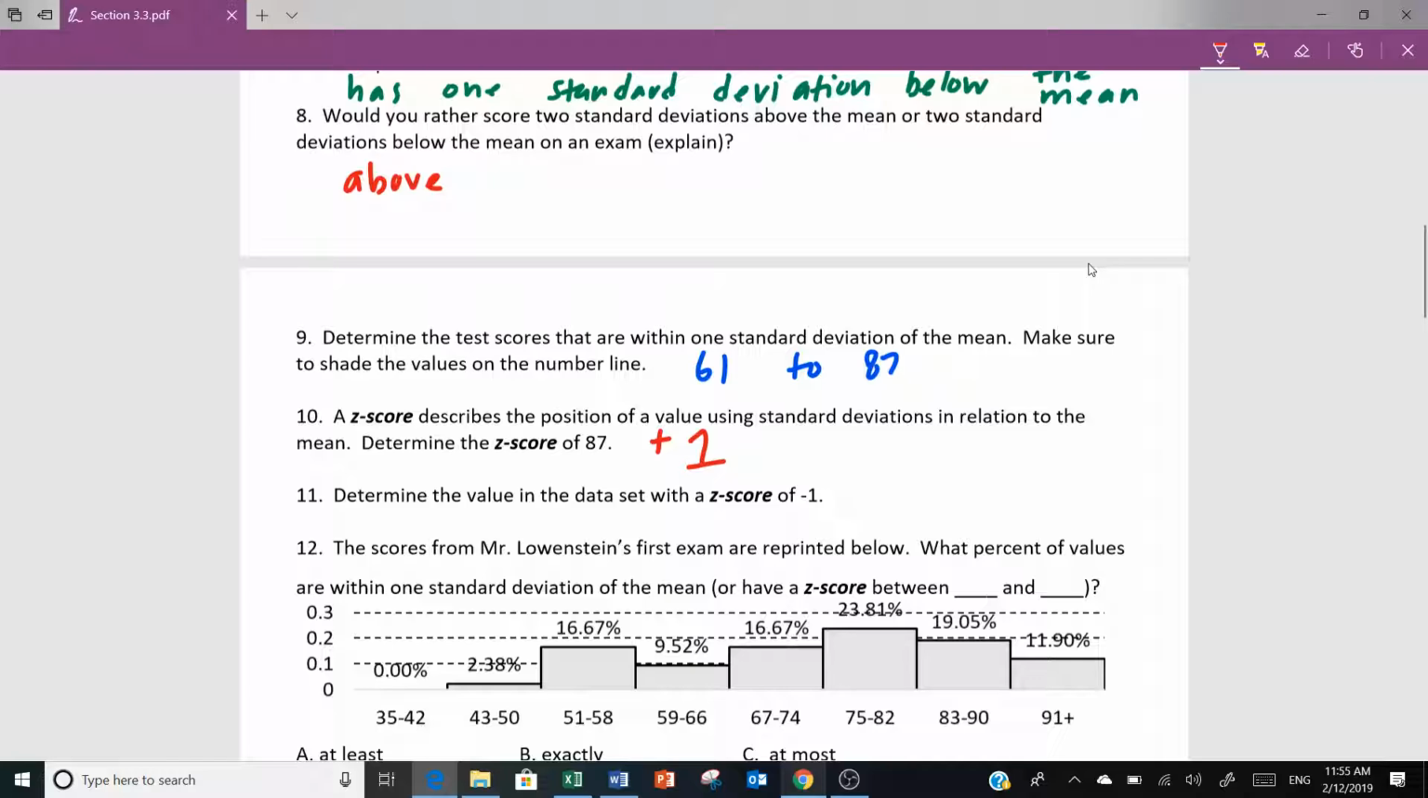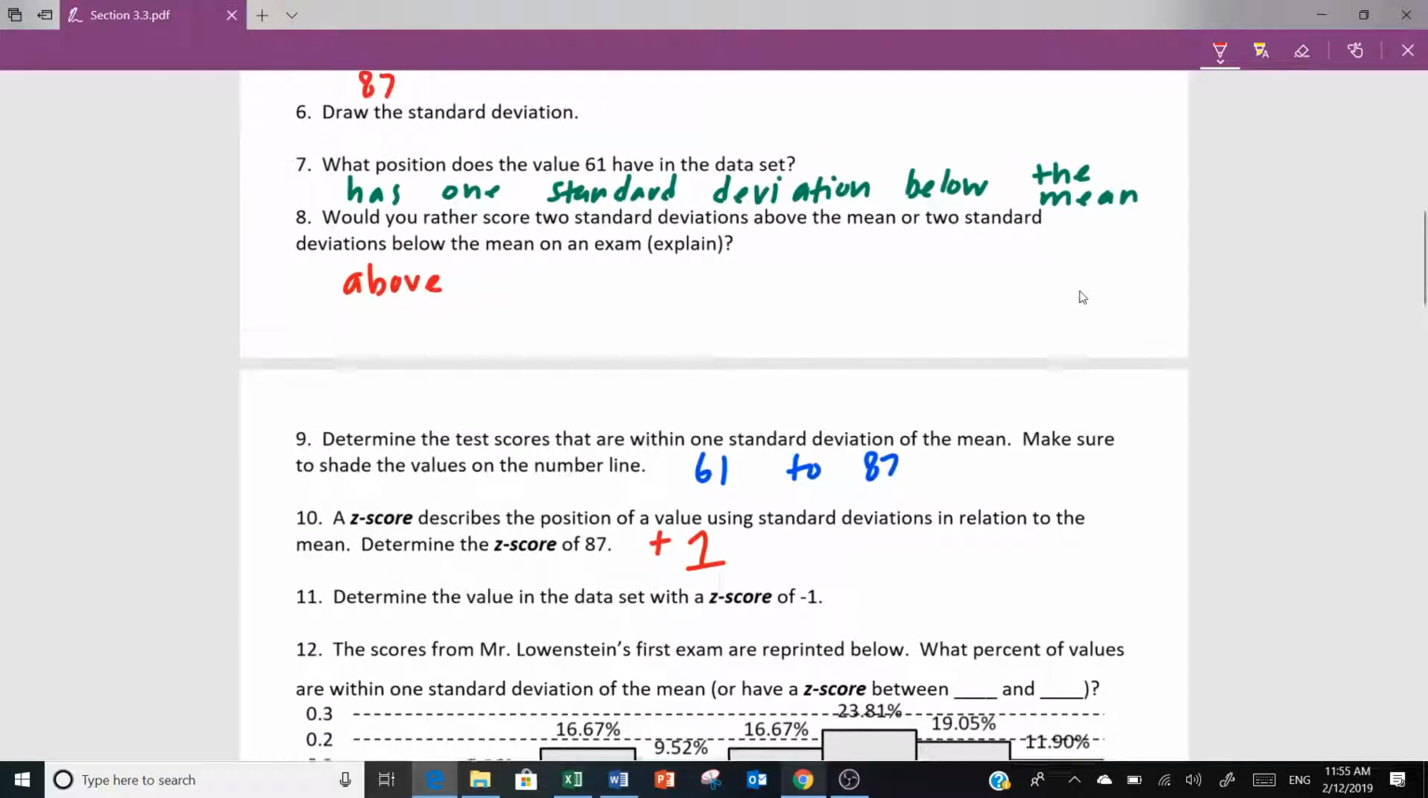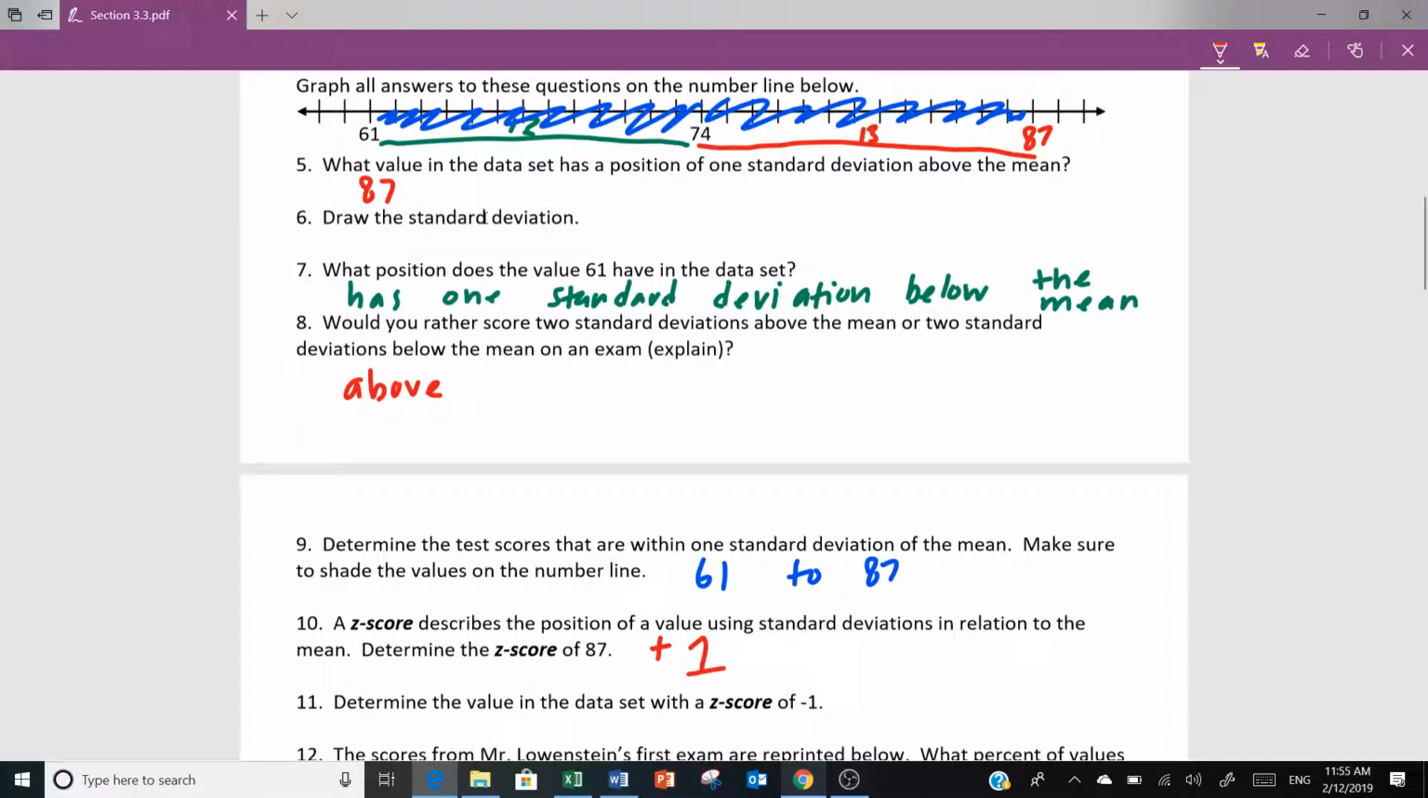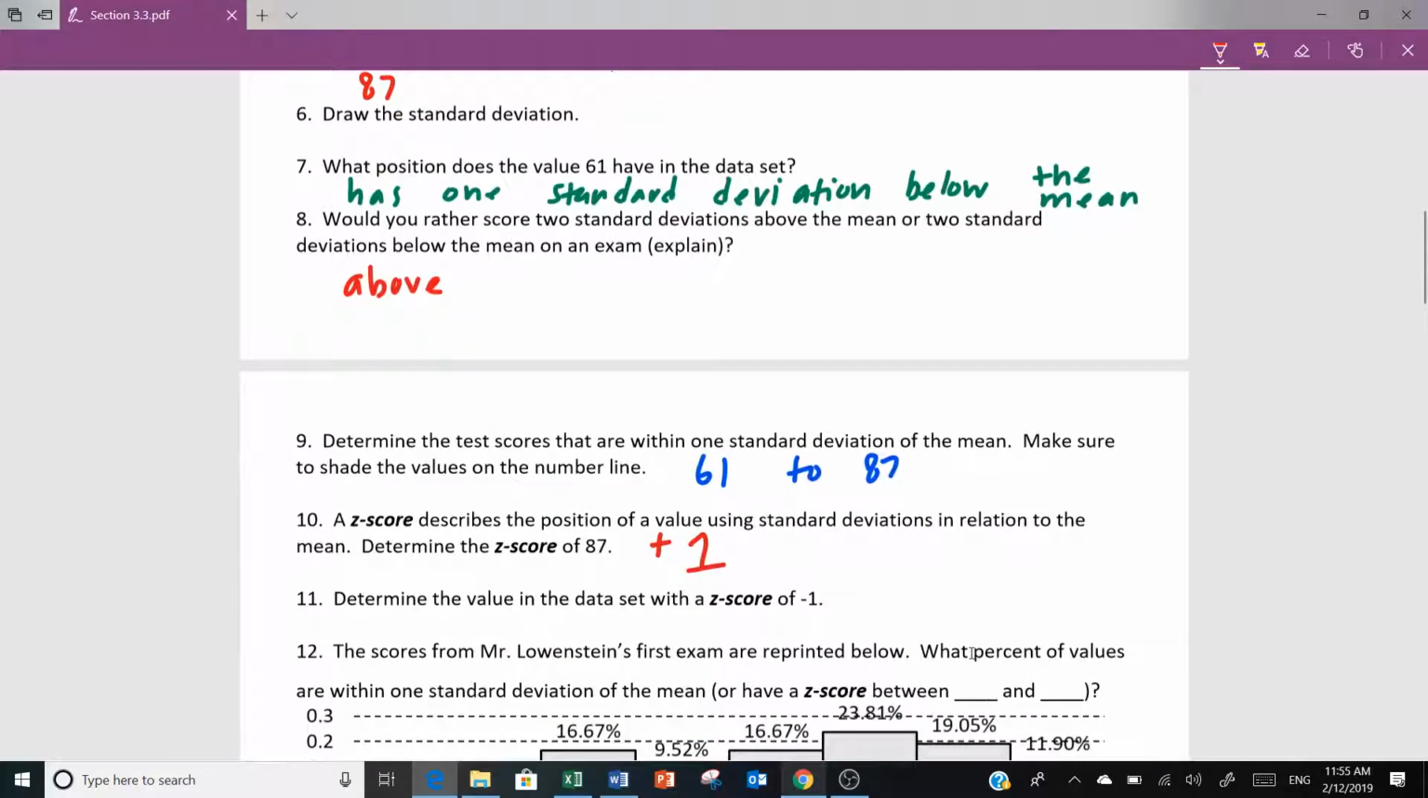So the answer to 11, yes, Anna, you were correct. When we have a z-score of -1, it means subtract one standard deviation from the mean, and we subtract one standard deviation to get to 61. So the answer is 61 for this one.